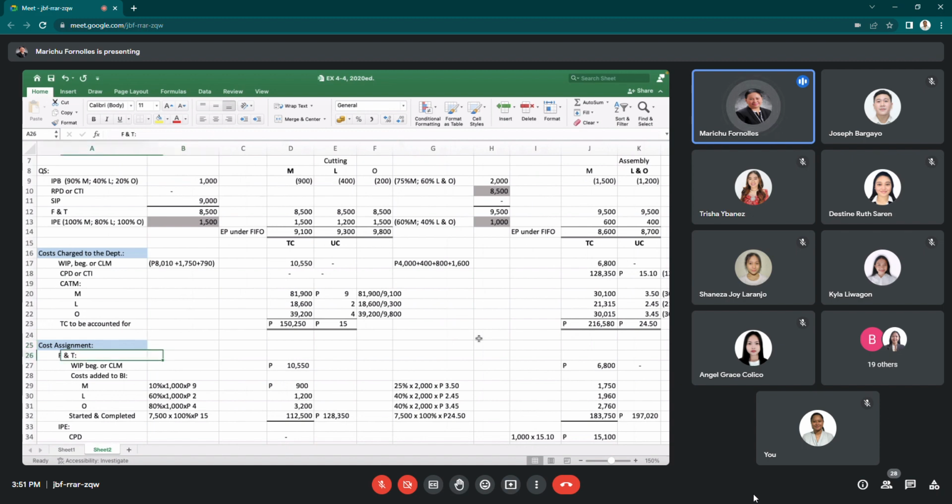So let us now determine the value for the F&T using first in, first out. So under the F&T, you start with cost last month or work in process beginning. Just copy the work in process beginning in the previous section, the 6,800.